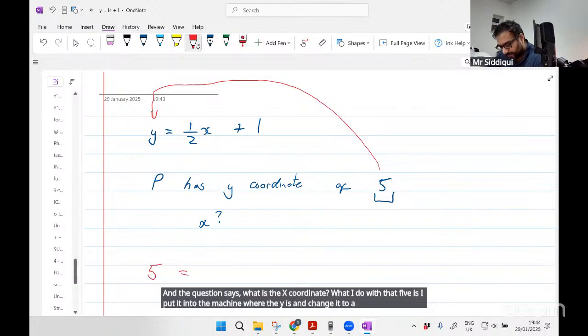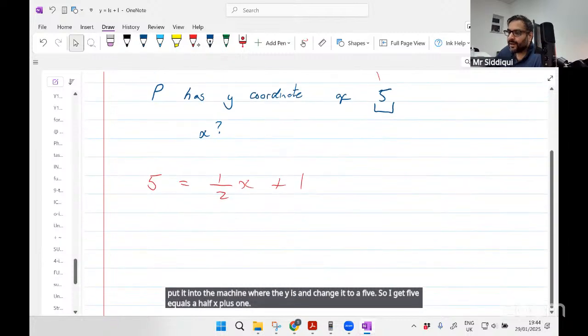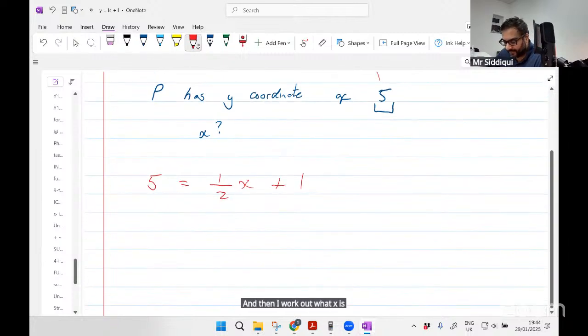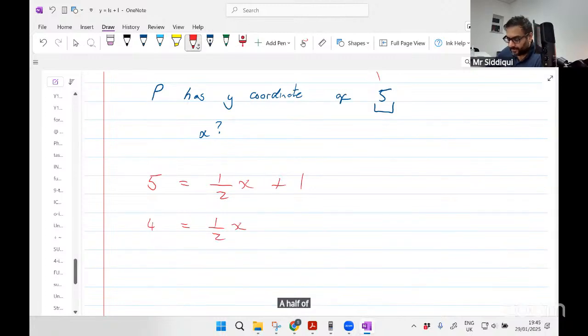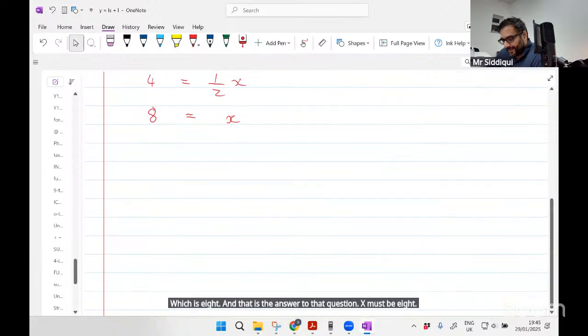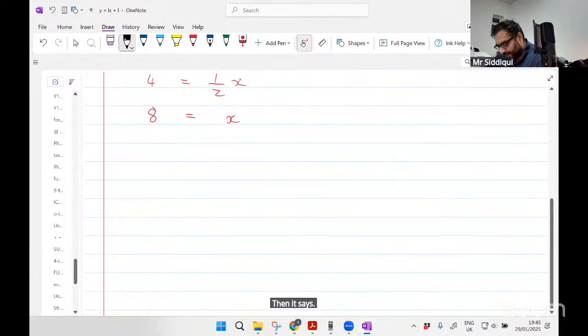So I get 5 equals a half x plus 1. And then I work out what x is. I take away 1. 5 take away 1 is 4. A half of x is 4, so x must be double everything, which is 8. And that is the answer to that question. x must be 8.